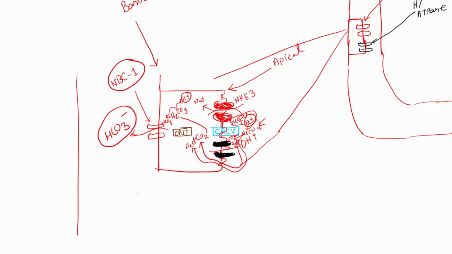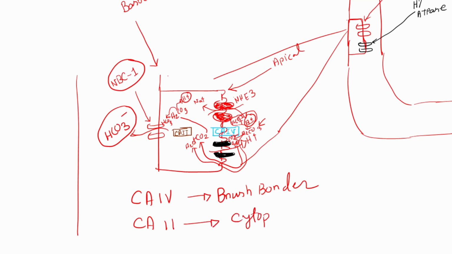Now to recap, if a question asks about CA4, write down extracellular or brush border. If the question asks about CA2, write down intracellular or cytoplasm. And remember, bicarbonate is never reabsorbed directly. It is a molecular magic: it changes into gas to slip inside and reforms on the other side. And I have mentioned the reason. As bicarbonate has a charge, it cannot cross the lipid bilayer membrane by itself.